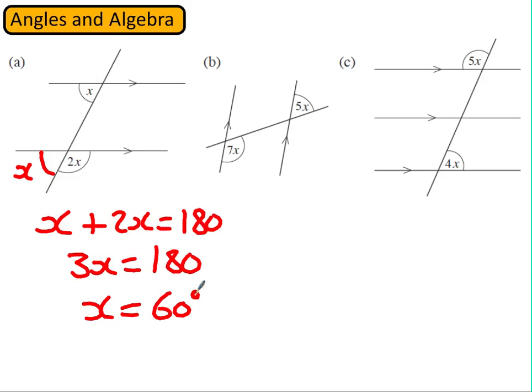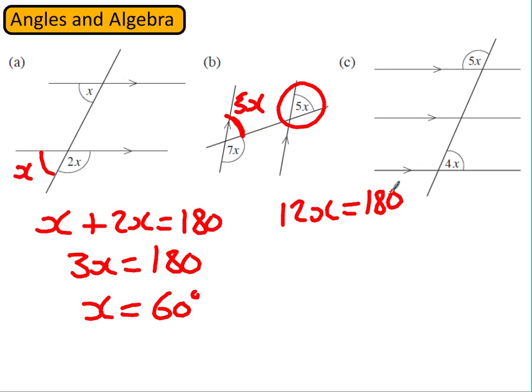If we look at B, well, if 5x appears here, well, this must also be 5x as well. So that means, for the same reasons as the previous example, 5x and 7x must add up to 180. They're on a straight line. So 5x and 7x make 12x. So we know that 12x equals 180. Now, all we have to do now is just divide 180 by 12, and we're going to get our answer. X is equal to 15.